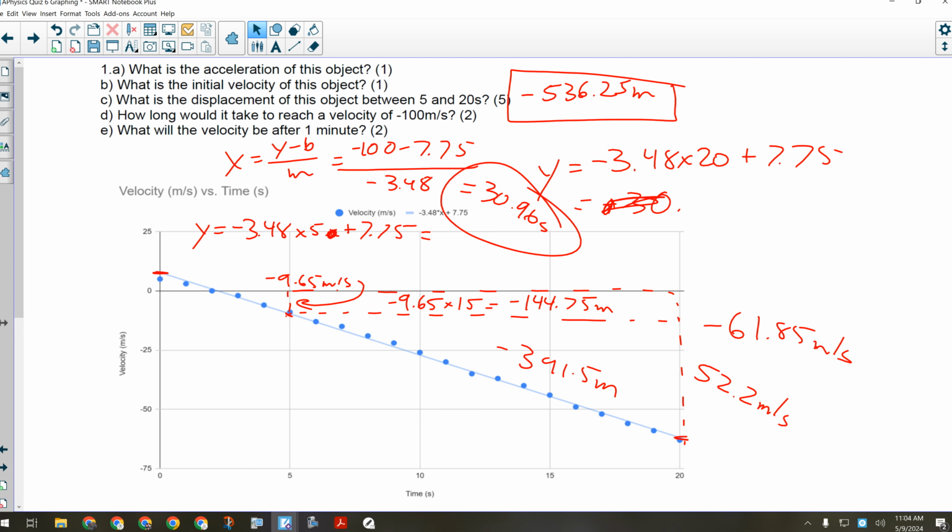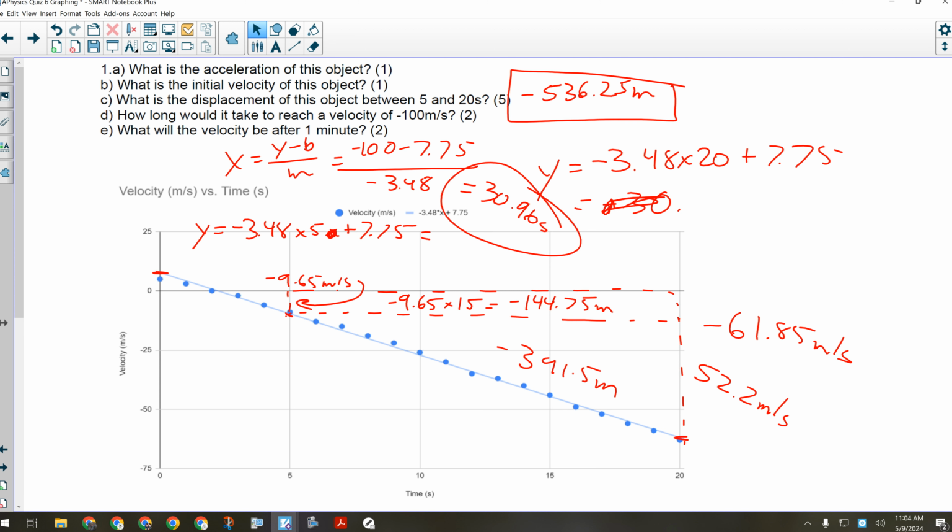Everybody all right with that? Does that make sense given where the graph is? This is negative 75 at about 20 seconds, so to get to negative 100 would probably take another 10 seconds. That's about right.